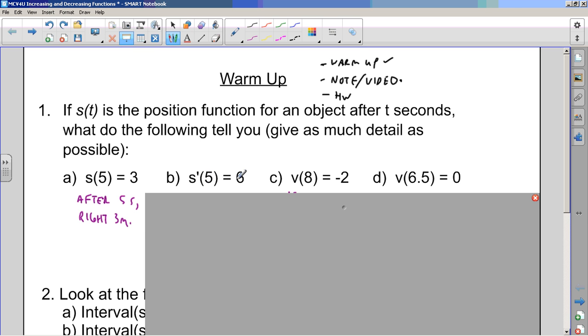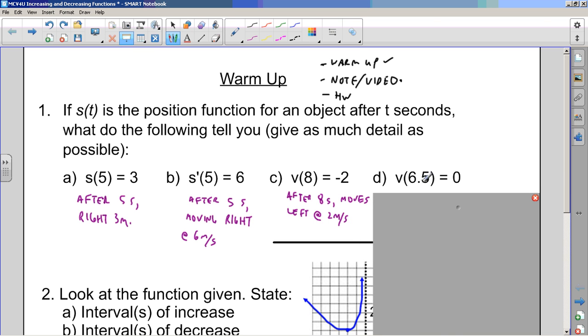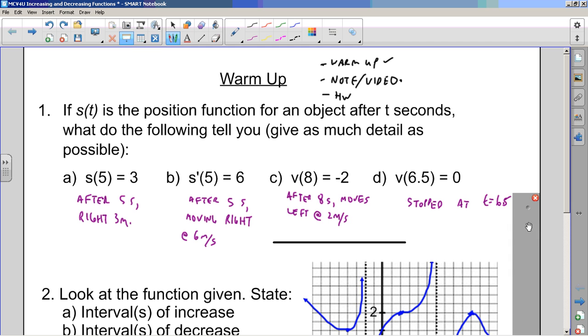The first derivative at that point is the velocity, right? So the velocity is 6, and because it's positive, that says that it's moving right. That the distance from the origin is increasing, moving right. But at 8 seconds, it's moving left. And then if the velocity is 0, that means it's stopped, right? Stopped at time equals 6.5 seconds.